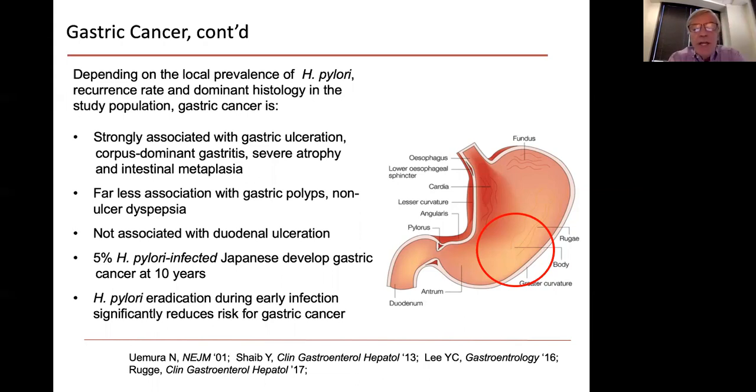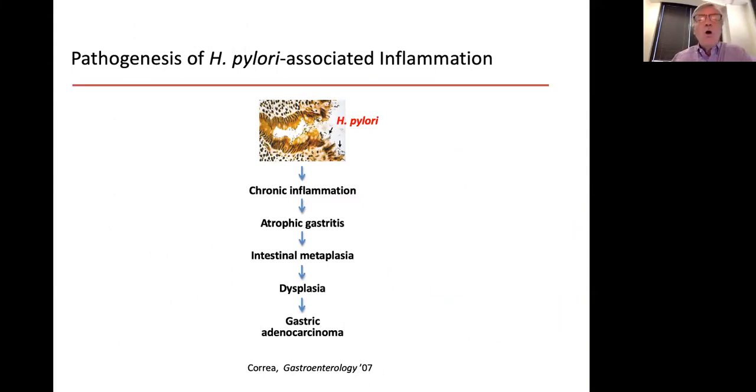Interestingly, 5% of H. pylori infected Japanese develop gastric cancer at 10 years. I mean, it's a huge problem in Japan, even though it's obviously a developed country. Why is that? People think it probably has a lot to do with cofactors, such as the consumption of nitrates in certain Japanese foods. And finally, regarding gastric cancer, H. pylori eradication during early infection significantly reduces the risk for gastric cancer in a number of very well done studies.